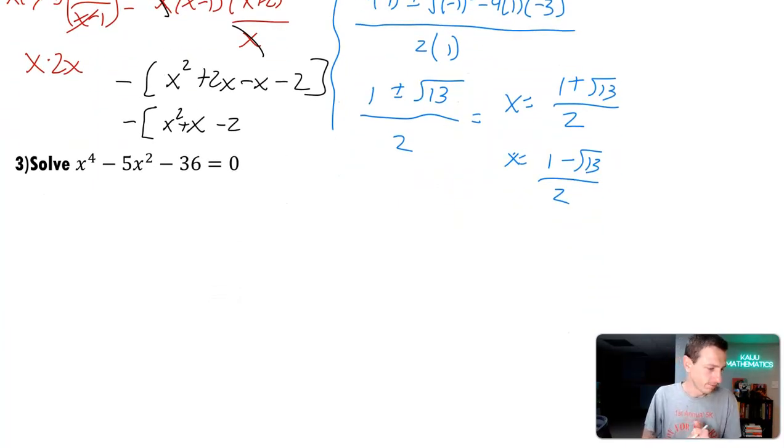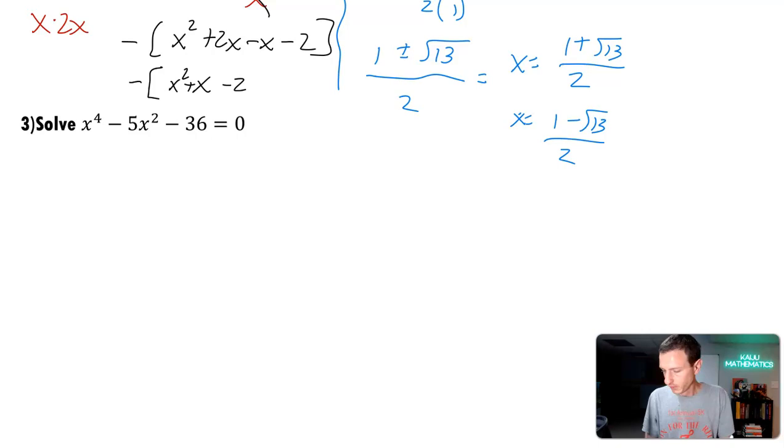Number 3. Moving along here. Number 3. X to the 4th minus 5x squared minus 36 equal to 0. So we have x to the 4th. X to the 4th, we can think of that as just x squared times x squared, right? X squared times x squared is x to the 4th. So don't think of it as like, oh, this is some crazy quadratic.